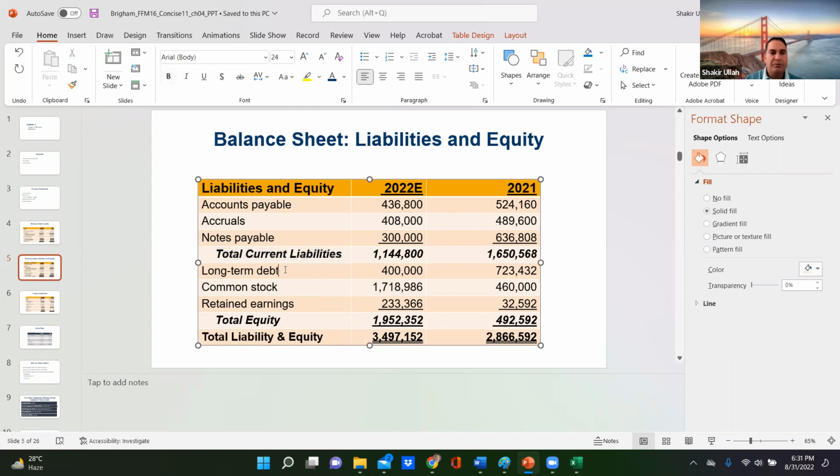And then we have long-term debt. Now, that long-term debt is a long-term borrowing, maybe from a bank or from any other source. Like, for example, your mortgage is a long-term liability. You may have borrowed cash from a bank that is payable in 5 years. So that is also a long-term liability. We call them long-term because it's not due in a year.